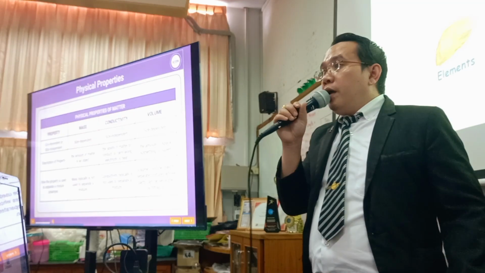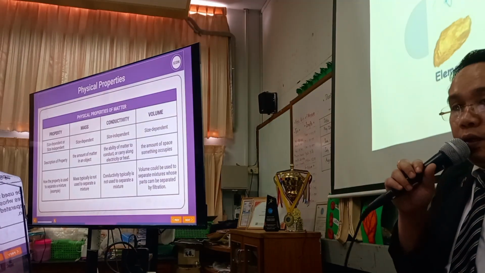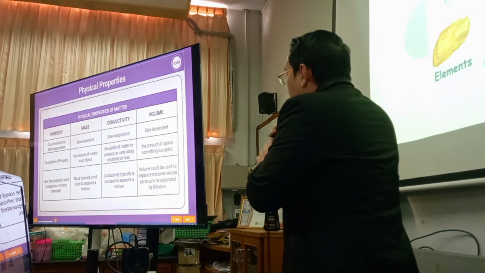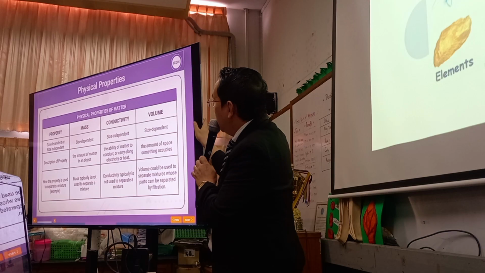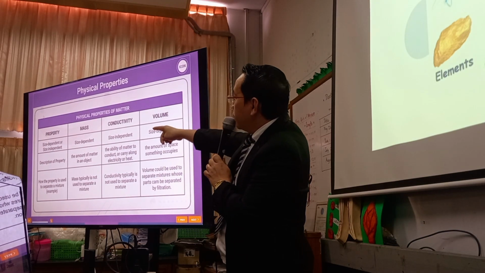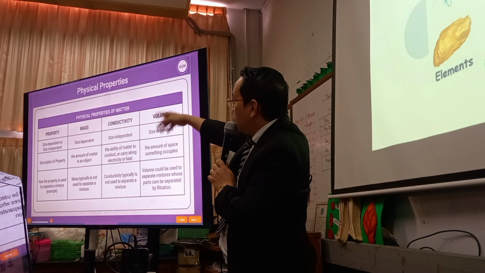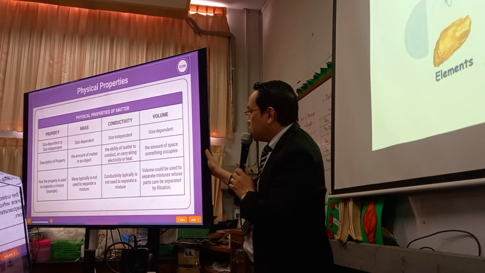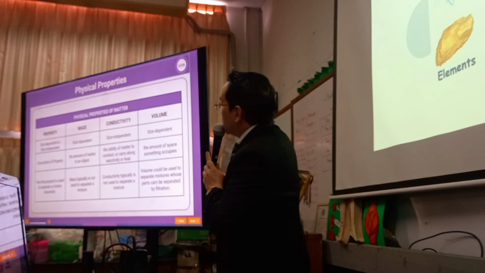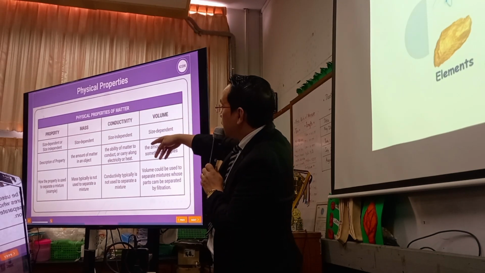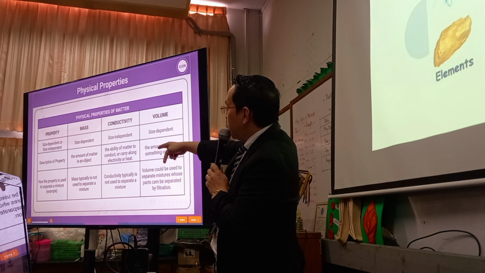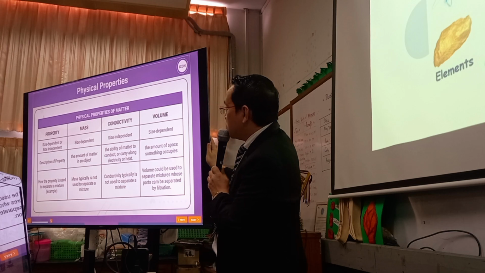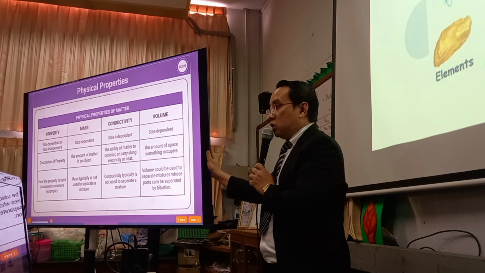So, to further understand the physical properties of matter, it depends on the property: the mass, conductivity, and volume. Size dependent or size independent. Then the description of the property and how the property is used to separate a mixture. When it comes to mass, it could be size dependent. The description of the property is the amount of matter in an object. Mass typically is not used to separate a mixture.